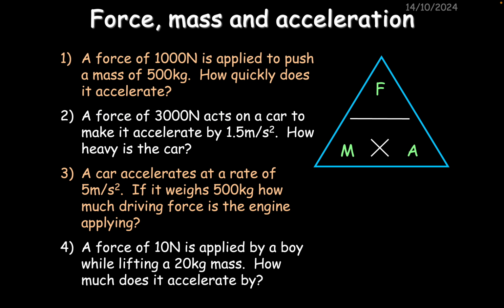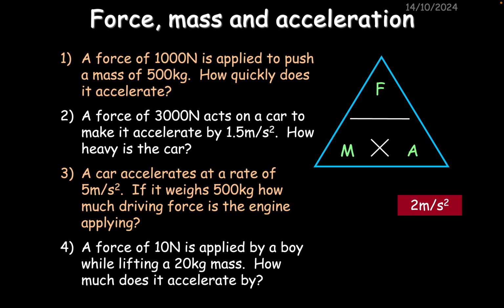Okay, so here's some questions you can try on your own. So number one, it says a force of 1,000 newtons is applied to push a mass of 500 kilograms. How fast does it accelerate? Well, so you want to work out A. So A would be, if you cover the A, F divided by M. F is in newtons, so that's 1,000 newtons, divided by M, which is in kilograms. Divide the 1,000 by 500, and you'll get the rate of acceleration, which will be 2. And then you need to know that the units for acceleration are 2 meters per second squared. And there's the first answer.